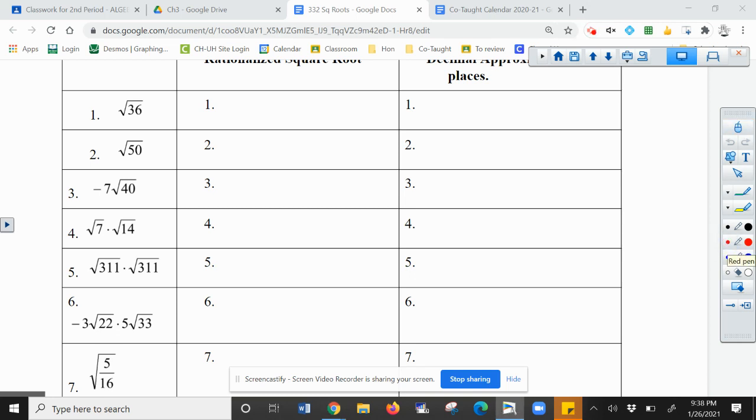In case you weren't able to be in class today when we went over 332 notes, this will help with 333 if you'd like to try them.